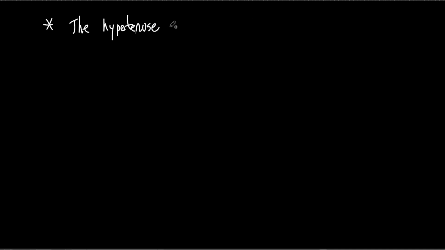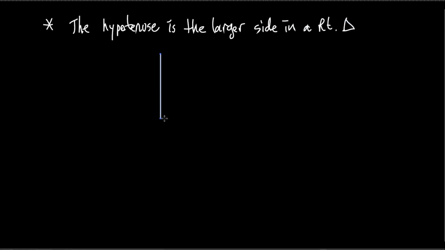So it says the hypotenuse is the larger side in a right triangle. Okay? So let's just look at it. Let's try this again. And then like this. And like this.